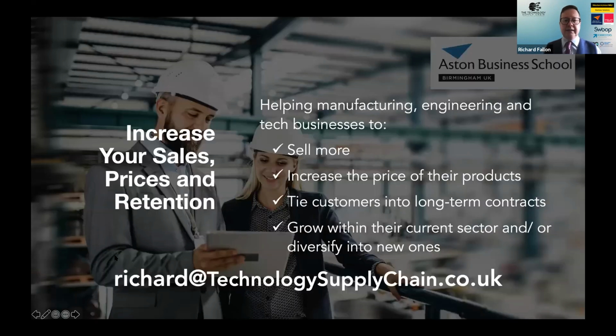Two, I really want to mention very quickly, this is a great course run by Aston Business School, Increase Your Sales, Prices and Retention. Really good stuff. Manufacturing, engineering, tech, and now services businesses as well. It helps you sell more, increase the price of products, tie customers into long-term contracts and grow within the current sector. Companies who've done that have more than doubled their turnover. One went from 2 million to 5 million. Definitely worth a look at.